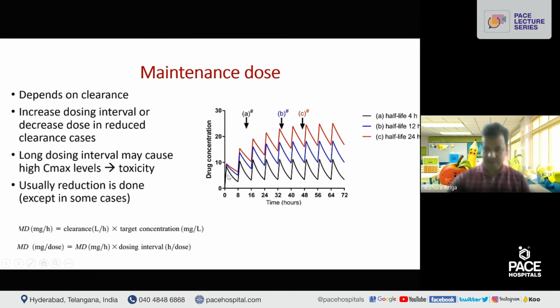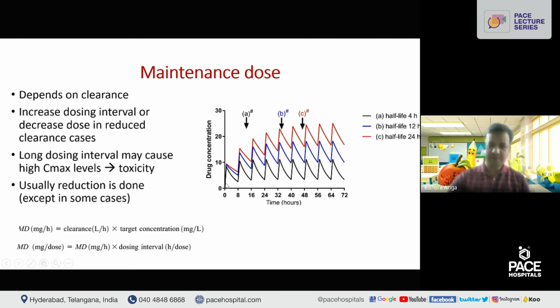This graph shows time on the x-axis and drug concentration on the y-axis. The black line shows a half-life of 4 hours, the blue line shows a half-life of 12 hours, and the red line shows a half-life of 24 hours. As I've already told, as the T half increases, the time required to attain a steady drug level also increases. This is because 3 to 5 T halves are required to attain a specific maintenance or steady drug level. As the T half increases, it will take more time.